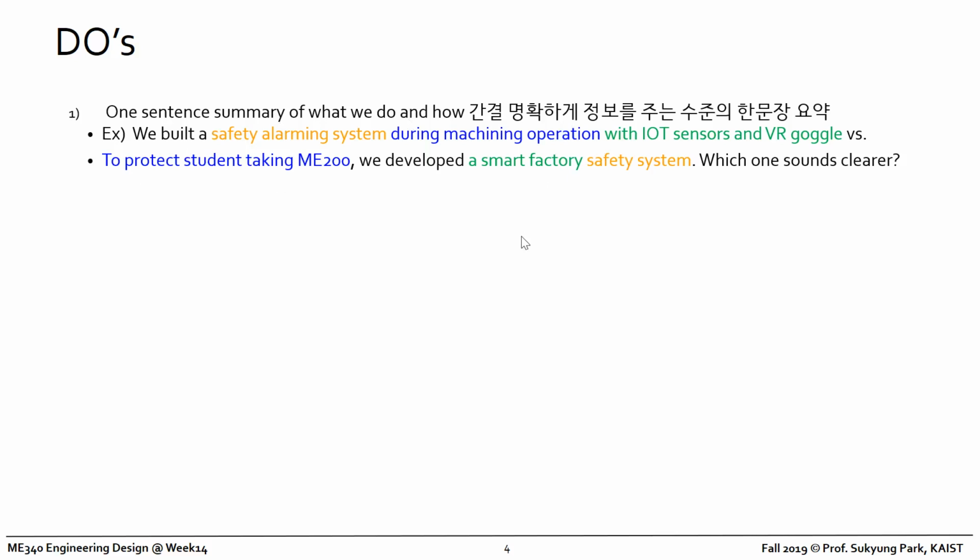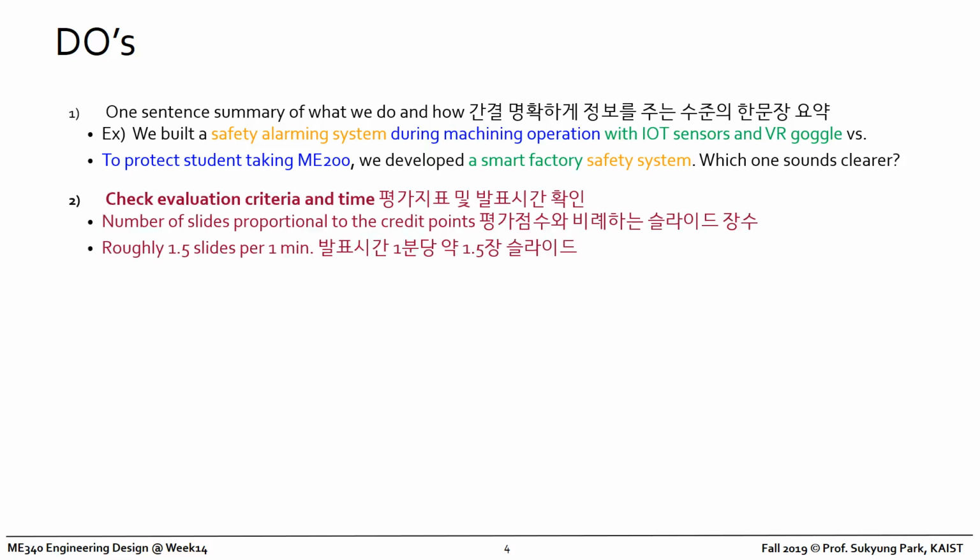Without this, if you start making a PowerPoint without thinking about the key ideas of your system, then the PowerPoint's message is distracted. So I strongly recommend all the members of your team agree on the 1-sentence summary of your system.